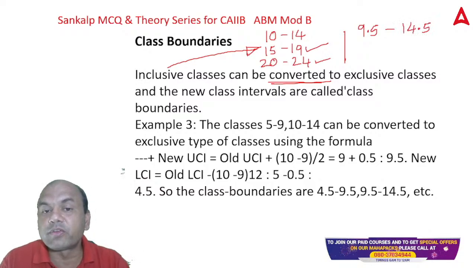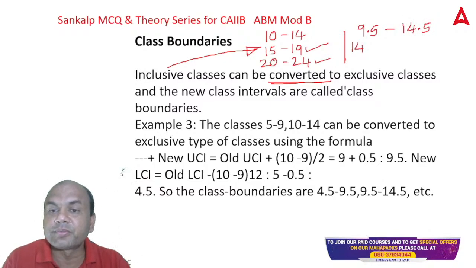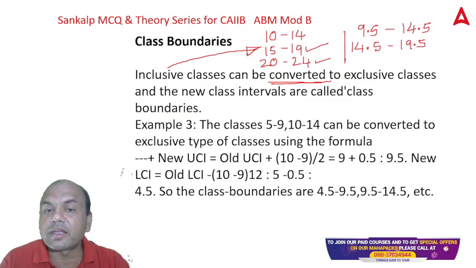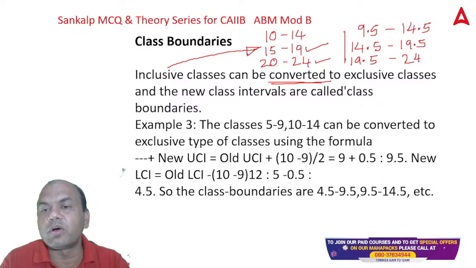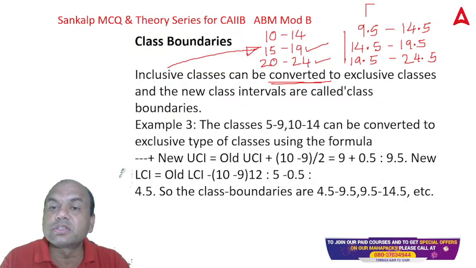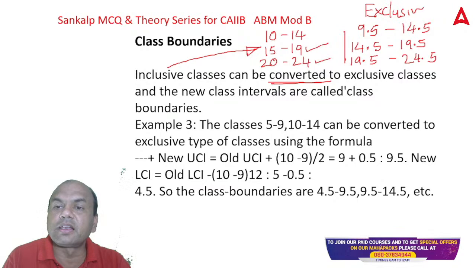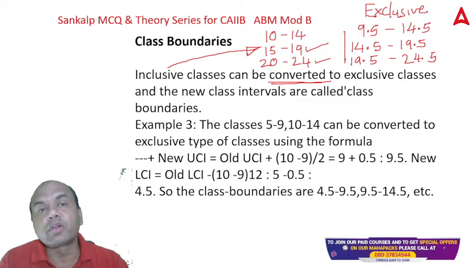Now the second part, 15 I'll take 0.5 on the other side, so it is 14.5 and 19.5. Now 20 I'll take it 19.5 and then 24.5 and so on. I'll go on and on and on. So what does it mean? See, this is known as exclusive. Exclusive. This earlier one was inclusive. Now what do you mean by this?